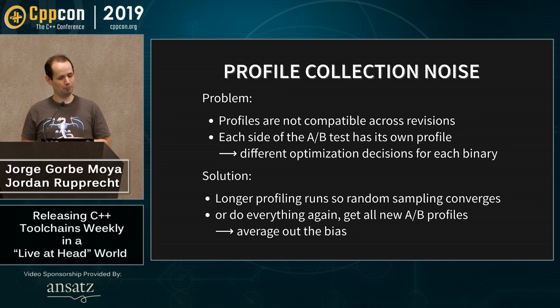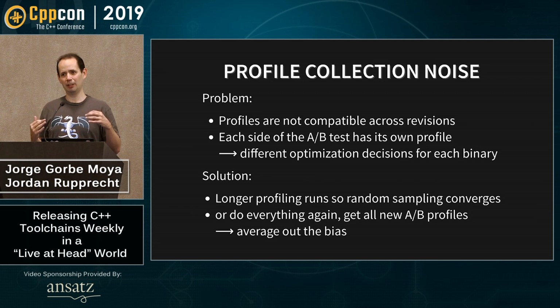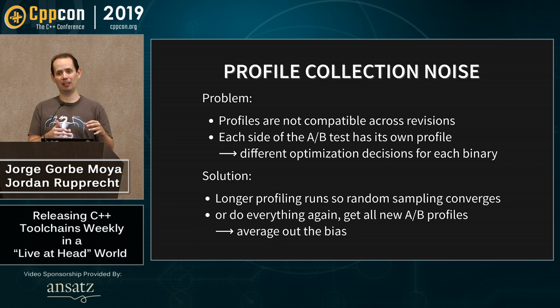So we have two potential solutions for this. One of them is to do a longer profile collection and hope that things will average out, will converge in the end on both sides. Another thing you can do, if you are not really sure about this, is to do everything again, and you will get all new profiles for both sides of the A/B test, and then you will get a different bias in a different direction. So this is actually an example of, if you can't stabilize it, you can randomize it and average out the bias.